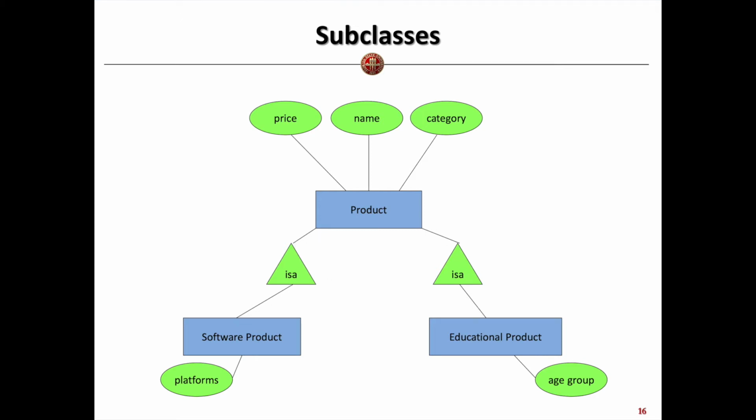So by drawing a diagram like this, we are indicating that this software product is a special product. It has some attributes, platforms. Besides this, it also contains the price, name, and category inherited from the product base class. Similar for the educational product, it has a special attribute, age group. It also has the base attributes, price, name, and category, inherited from the base product we show here. So this is an example of a subclass.